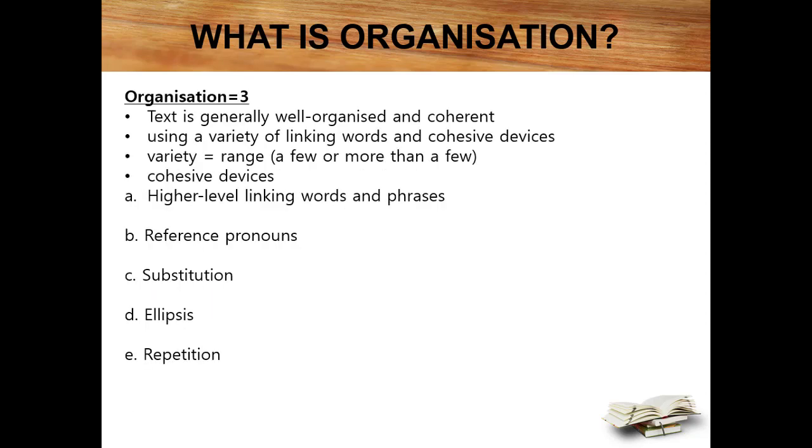Okay, what about 3? If you are targeting to get 3 marks for organization, your text is generally well organized and coherent. You are using a variety of linking words and cohesive devices. Variety means there are quite a few, or more than a few, cohesive devices. You are using higher level linking words and phrases. You are using reference pronouns, substitution, ellipsis, and repetition.